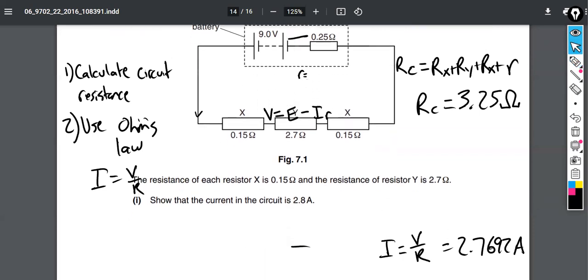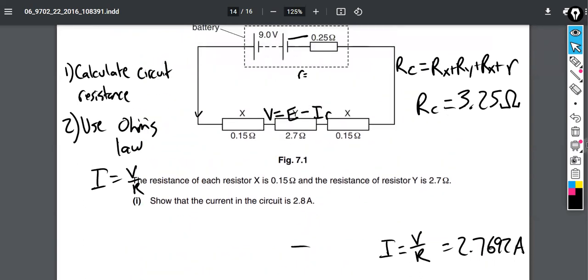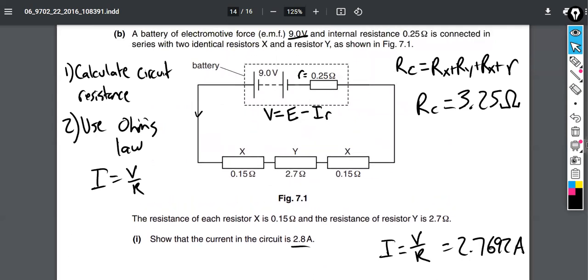the wording of it is calculate the potential difference across the battery. So always remember voltage across, current through. So the potential difference across the battery is the terminal PD, which is V.